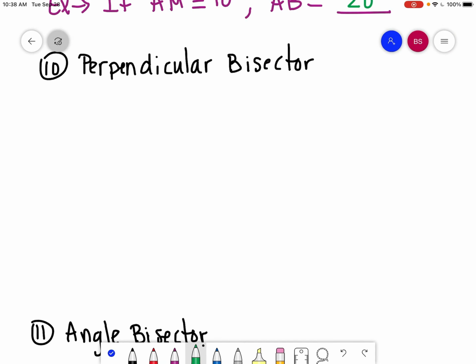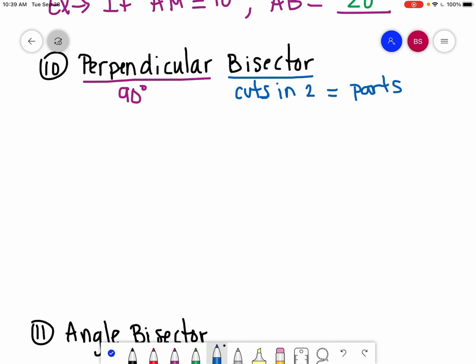All right, the next 2 are a little bit trickier. So next we have a perpendicular bisector. And a perpendicular bisector, I want you to underline the word perpendicular, and we're going to write 90 degrees. And then underline the word bisector, and you're going to write cuts in 2 equal parts. So I'm giving you a very shortened definition of a perpendicular bisector.